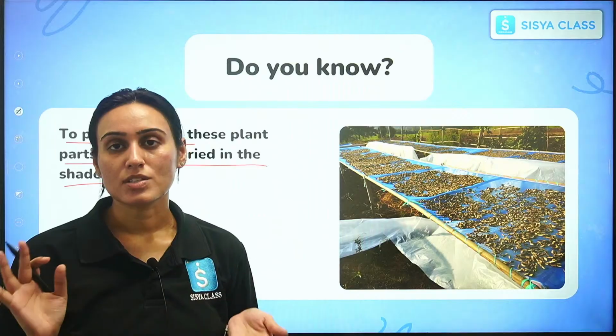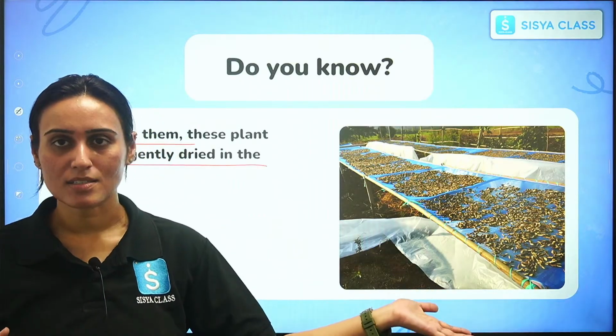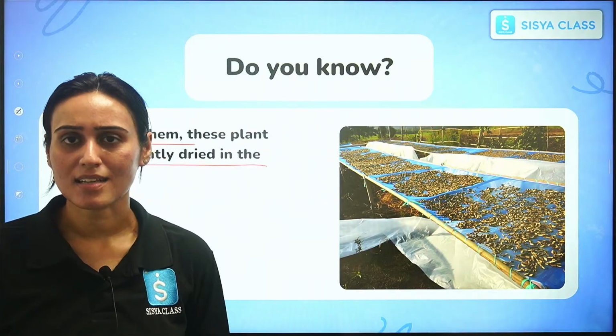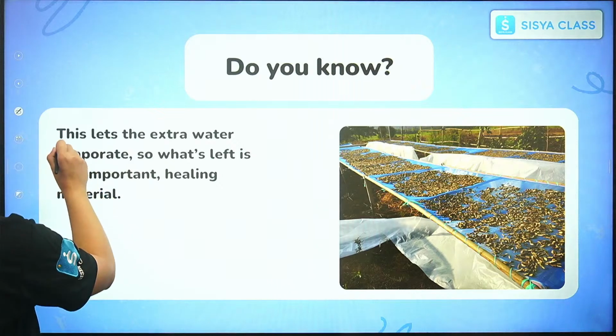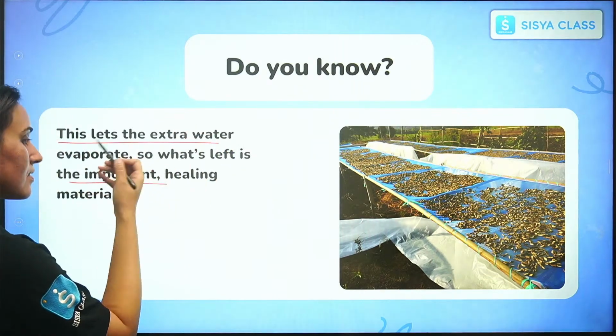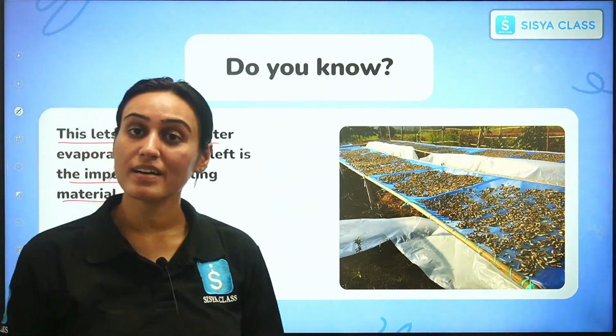We don't want to destroy them. We don't want to burn them. So we just dry them in shade, and what is left after that? Your dried seeds, roots, flowers that you can use as medicine. As simple as that. Okay. Now, this lets the extra water evaporate, and what is left is what was important: the healing material, the medicine we were trying to prepare.